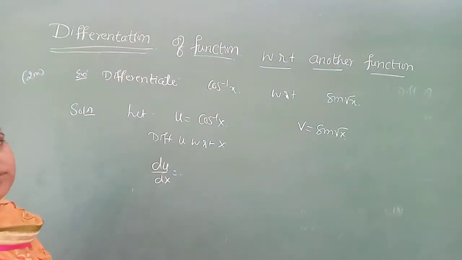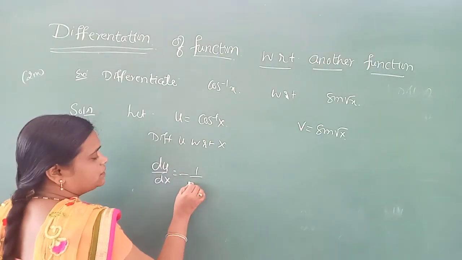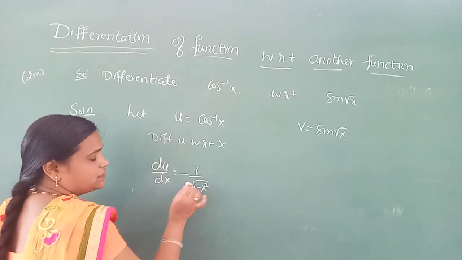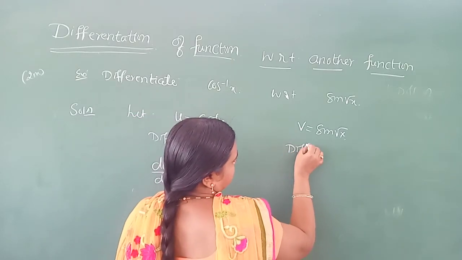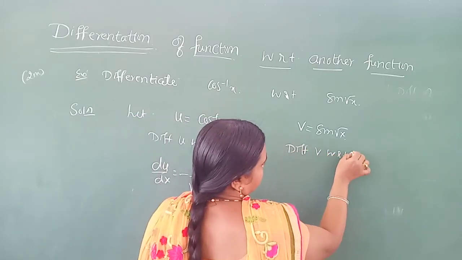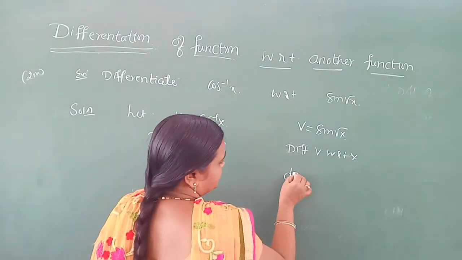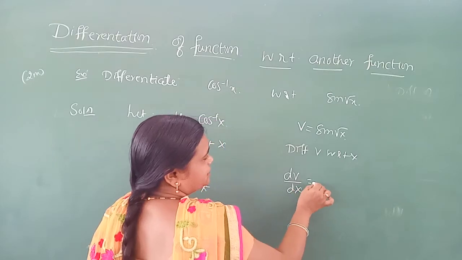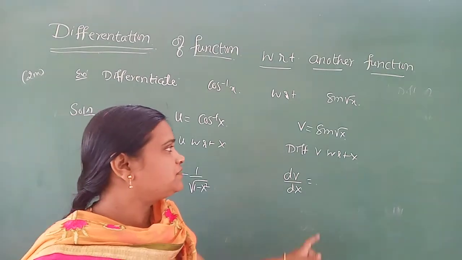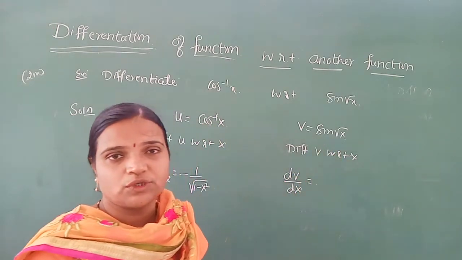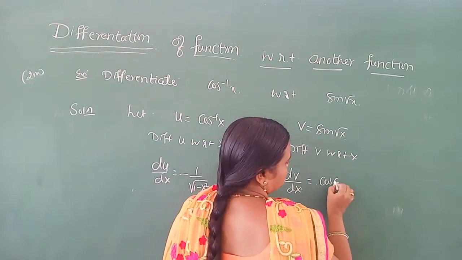We already know the formula for the differentiation of cos inverse x, that is minus 1 by root of 1 minus x square. Next, differentiate v with respect to x. Then we get dv by dx. Just concentrate here. It is a function of function. First we are doing the differentiation of sin, and later root x. The differentiation of sin is cos root x.